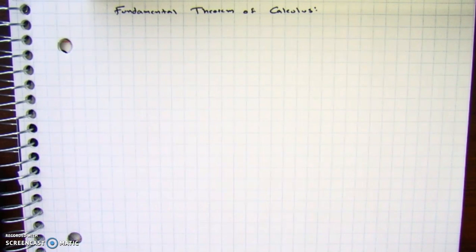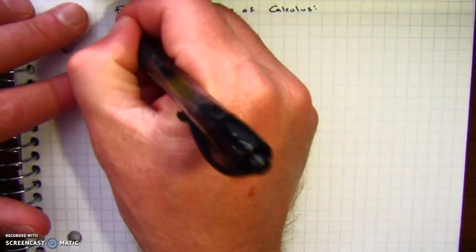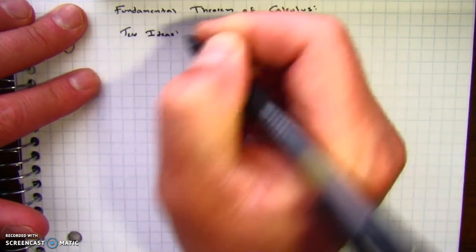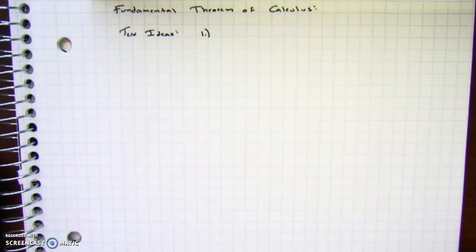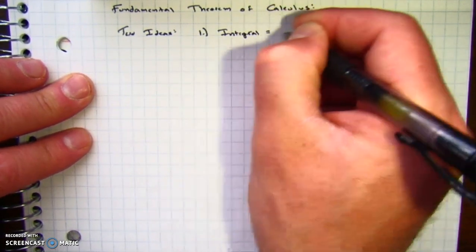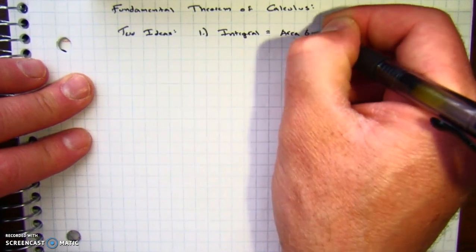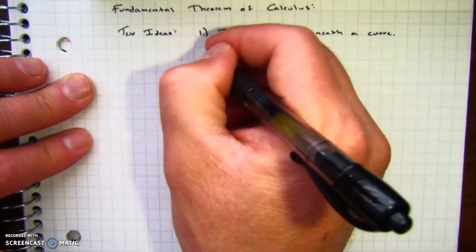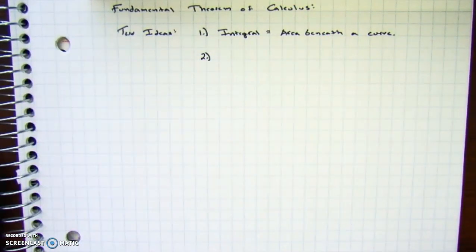Okay, so the fundamental theorem of calculus really formalizes two ideas that we've talked about before. Two ideas. The first one is that an integral is just representative of an area beneath a curve. So integral equals area beneath a curve. And then the second idea is that the area function of this is just the antiderivative.